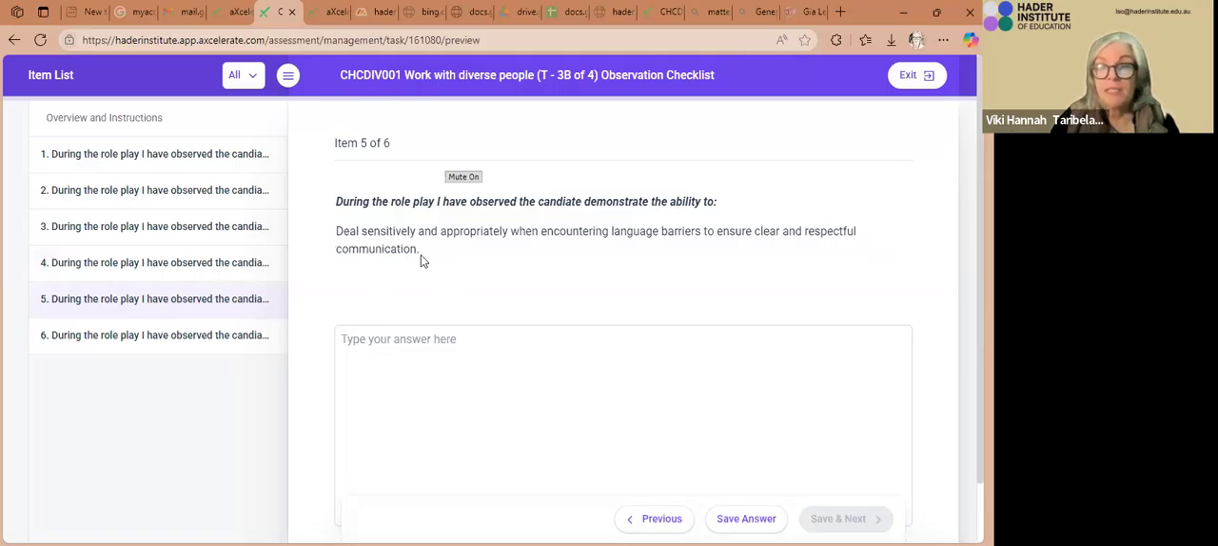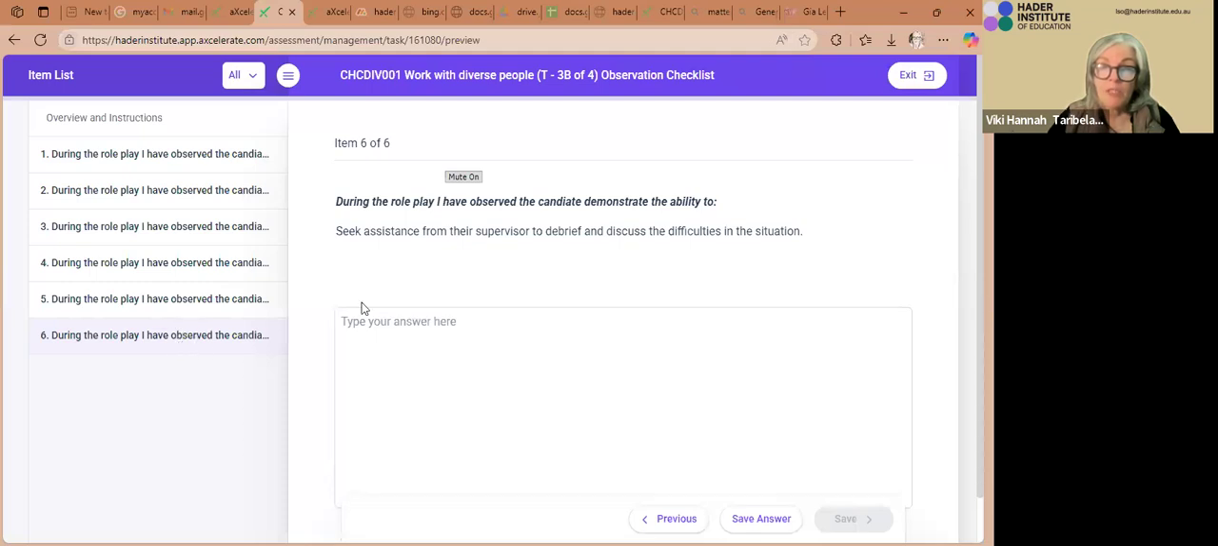And 5, deal sensitively and appropriately when encountering language barriers, ensure clear and respectful communication. Okay, the one just before it was the social and cultural. This one here is about language, where English is another language, or there is diversity, which happens to be a disability around a speech impediment. And then also seek assistance, that's the last 10 minutes, seek assistance from your supervisor to debrief and discuss the difficulties in the situation. So the debrief is about what was happening for you.